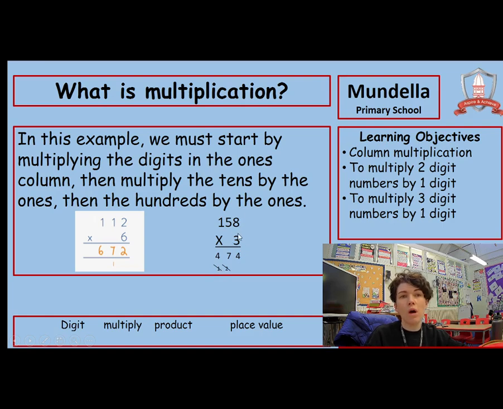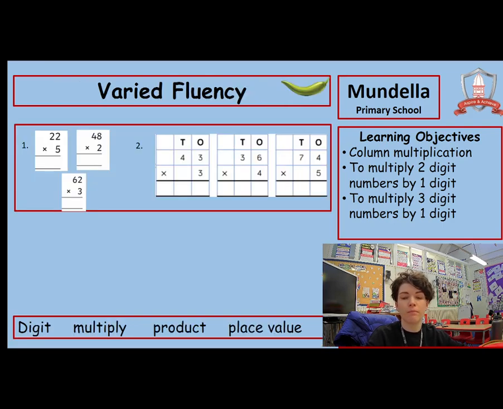Now I do my ones times by my hundreds. 3 times 1 is 3. Add the 1 that I carried is 4. My answer, 474.